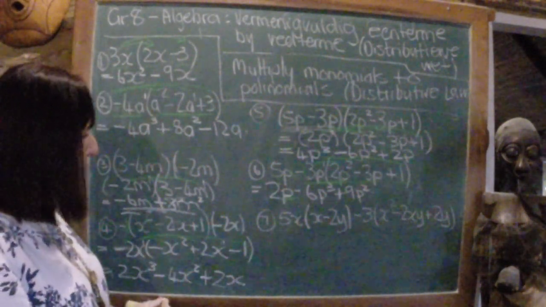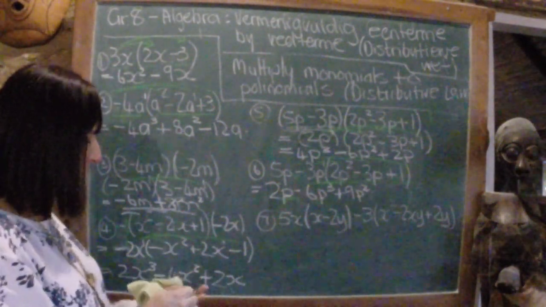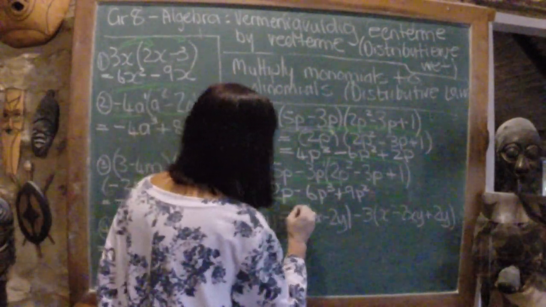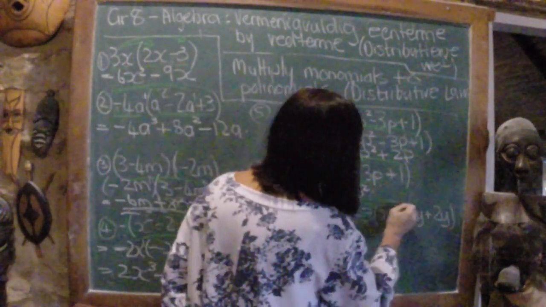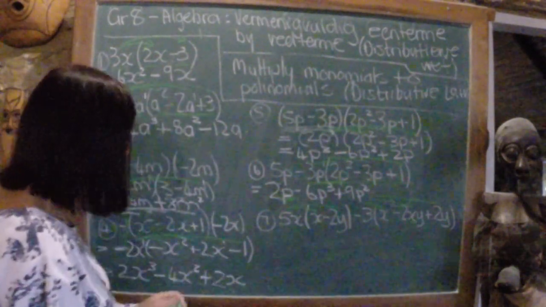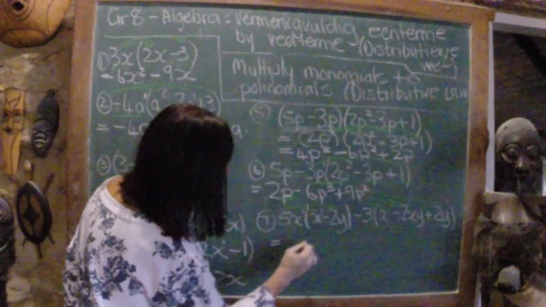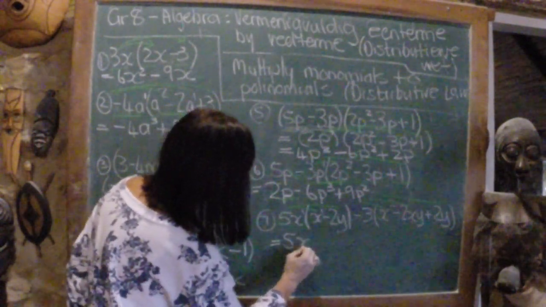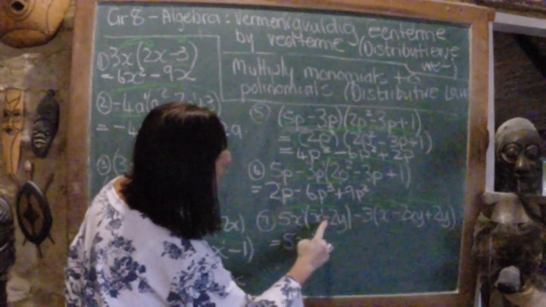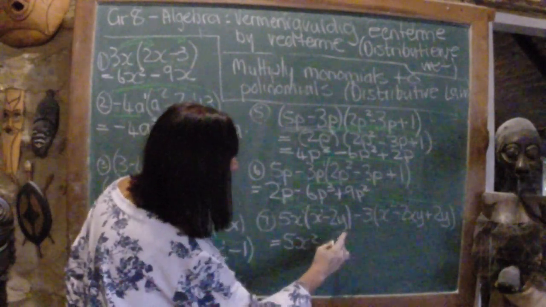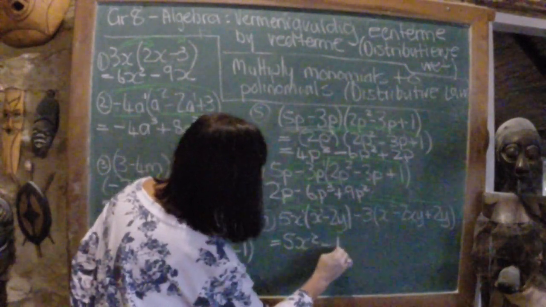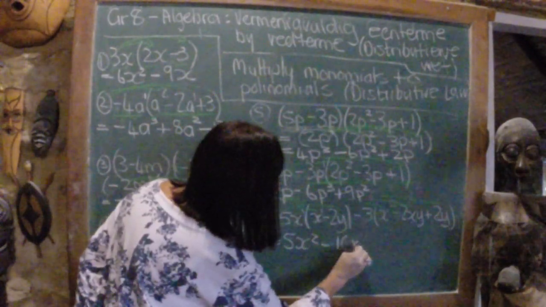Let's do the last one. This is a long one. We've got two distributive laws. Hierdie een en daai een. So let's work through it. Ons het 5x maal x, 1, so dis 5x kwadraat. 5x maal minus 2y gives you minus 10xy.